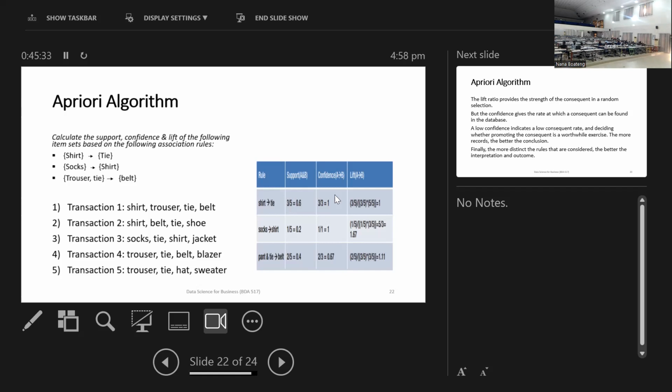Okay, so the lift is still more than one, which is strong. Though we don't have 100% confidence, 70% is not that bad. And then we have a higher support. So both of them, socks, shirt, band, tie, and belt, are all correct. But what I'm saying is that you need to be able to argue. Based as a data scientist, what would you do?